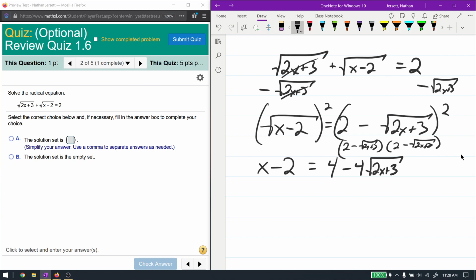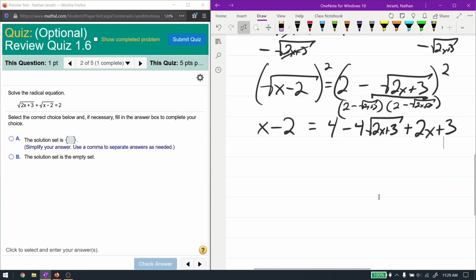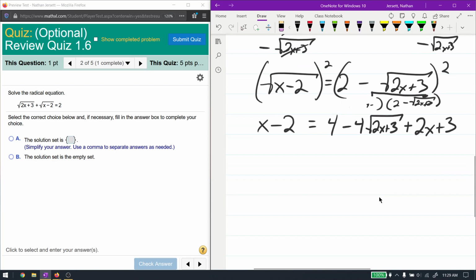If you're confused about that, just expand it and then combine like terms, and you'll see you get the same thing I do. And then we have negative root 2x plus 3 times negative root 2x plus 3. That's going to be positive, and then the root times the root, they're the same thing, so it's going to be squaring it. In other words, the square root cancels, and we get just the inside. That pretty much always happens that way. Now I can combine like terms. Let me clean this up just slightly.